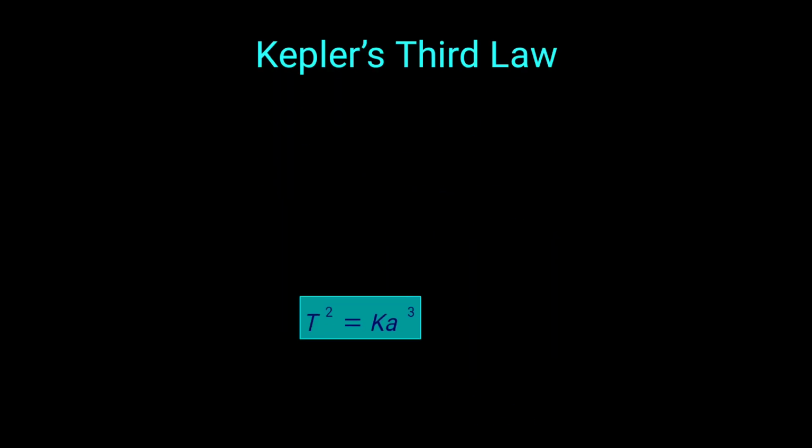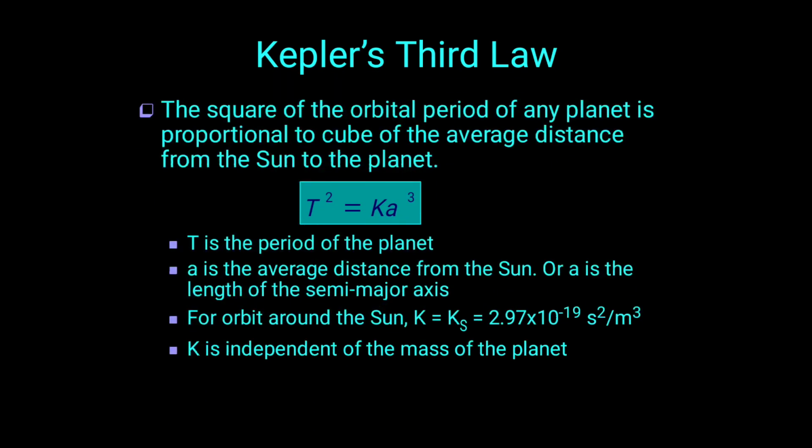Now coming to Kepler's third law. Kepler's third law gives the relation between the semi-major axis and the time period. The square of the orbital period of any planet around the elliptical path is directly proportional to the cube of the average distance from the sun to the planet. Here T is the time period of the planet and a is the average distance from the sun, which acts like the semi-major axis. For orbits around the sun, Ks equals 2.97 times 10 to the power of minus 19 seconds squared per meter cubed.